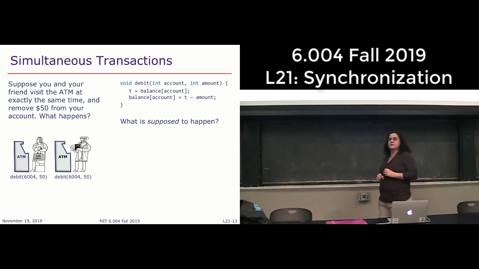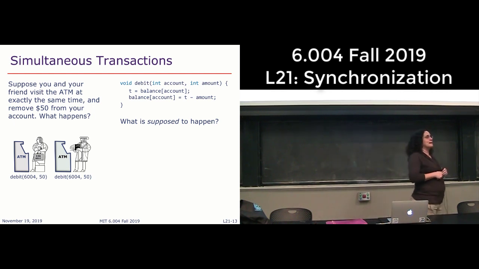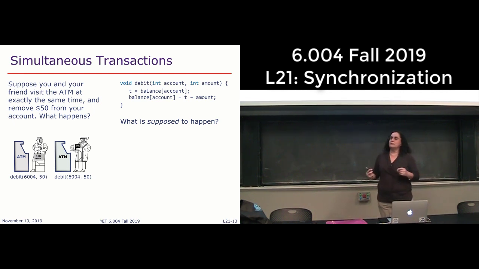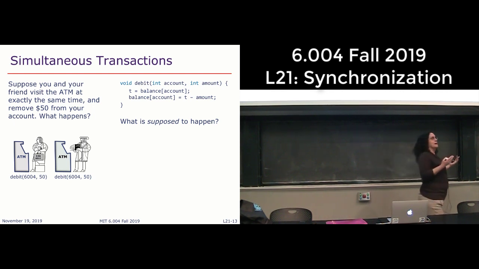Let's call this account the 6004 account. And each one of these users is trying to take out $50. So I have some piece of code which is going to take care of debiting the account by $50 when the user takes out $50. And so what's going on here?